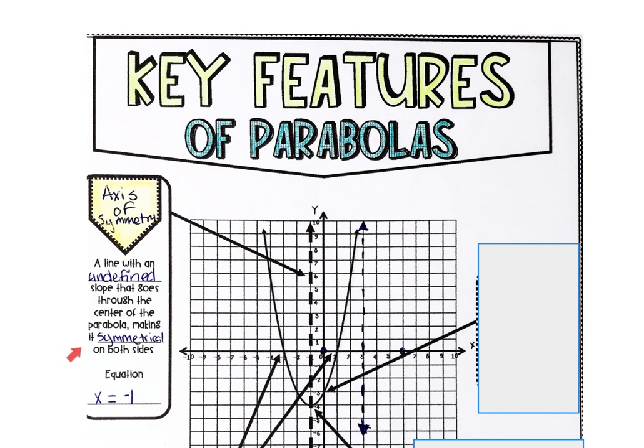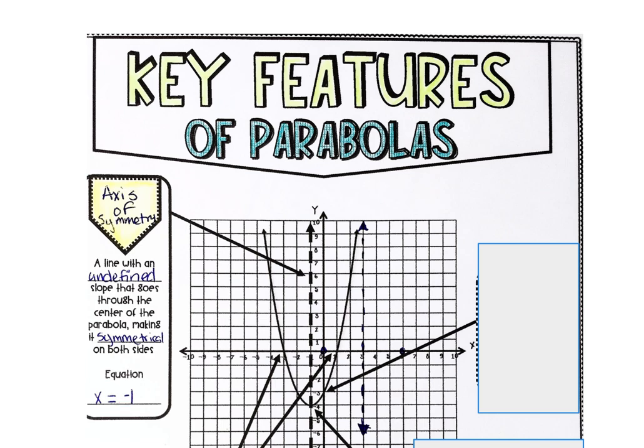The equation of this will always be x equals a number. In this case, the example that they give you on your sheet, you'll notice that vertical line goes through -1 on the x-axis. So your equation is x equals -1. So anytime I ask for the axis of symmetry, I am asking for x equals some number. Where is that center line that goes through it?